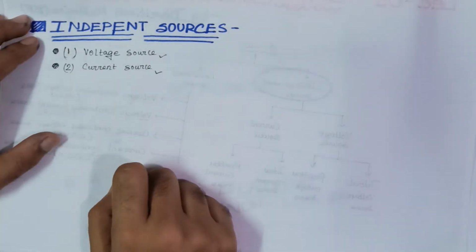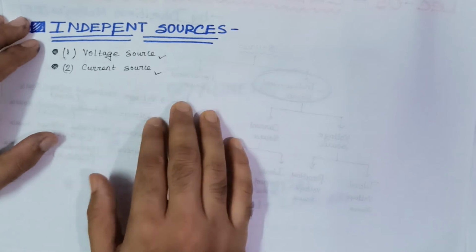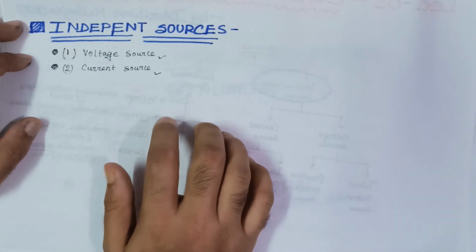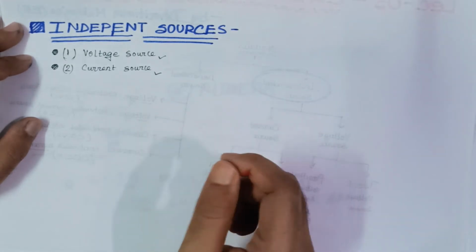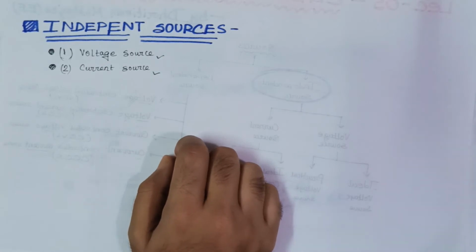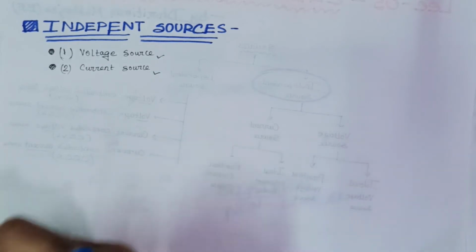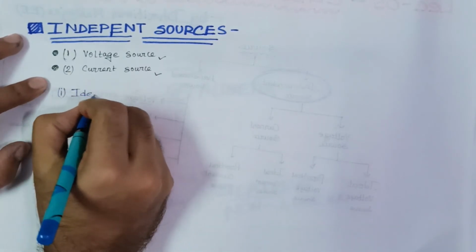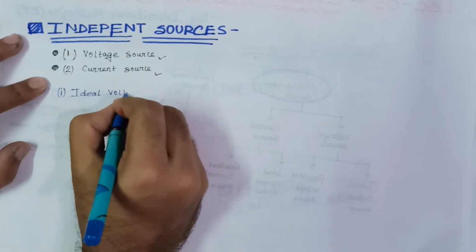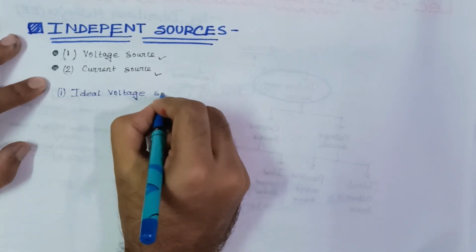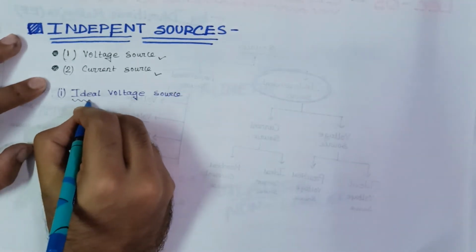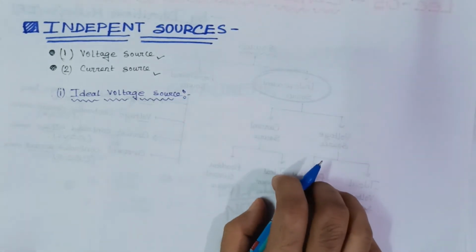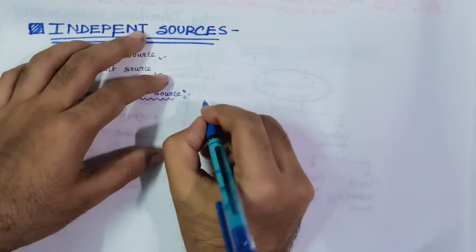Listen, what do you mean by ideal case? Ideal case means you are neglecting all the errors, any kind of error or impurity you are neglecting. So let us start with the ideal case, and after that we will understand each and every error step by step. Okay, so write down number 1, ideal voltage source. And after understanding this ideal voltage source, we can easily understand the practical voltage source.